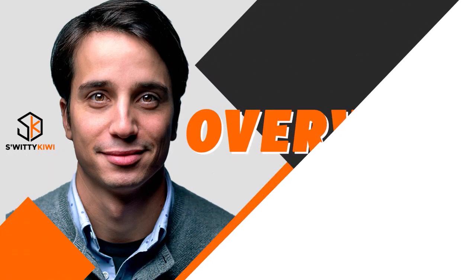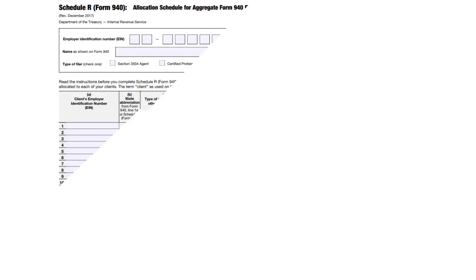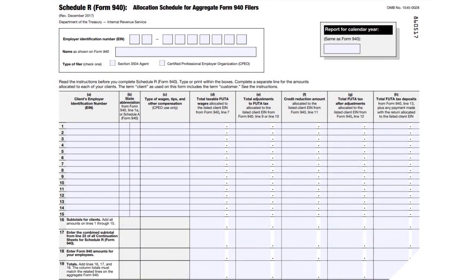Let's have a quick conversation about Form 940 and Schedule R. So we are speaking here about the Schedule R that's pretty specific. Here's an overview I want you to pay attention to. When you look at Schedule R Form 940, we are speaking about an allocation schedule for aggregate Form 940 filers. So this is a specific sort of niche, if you will.